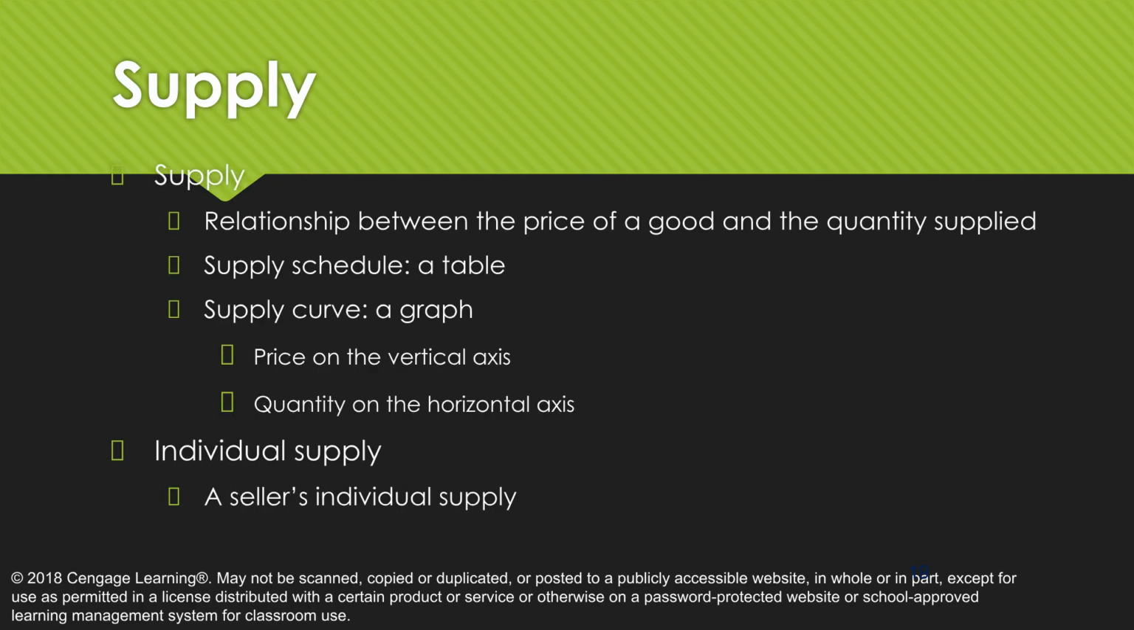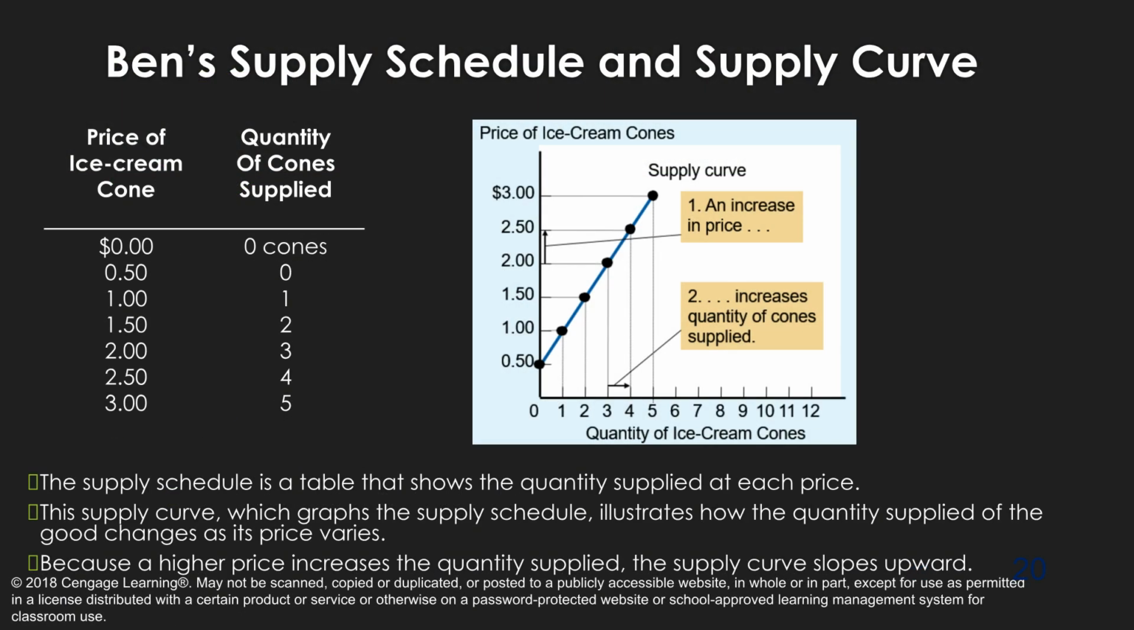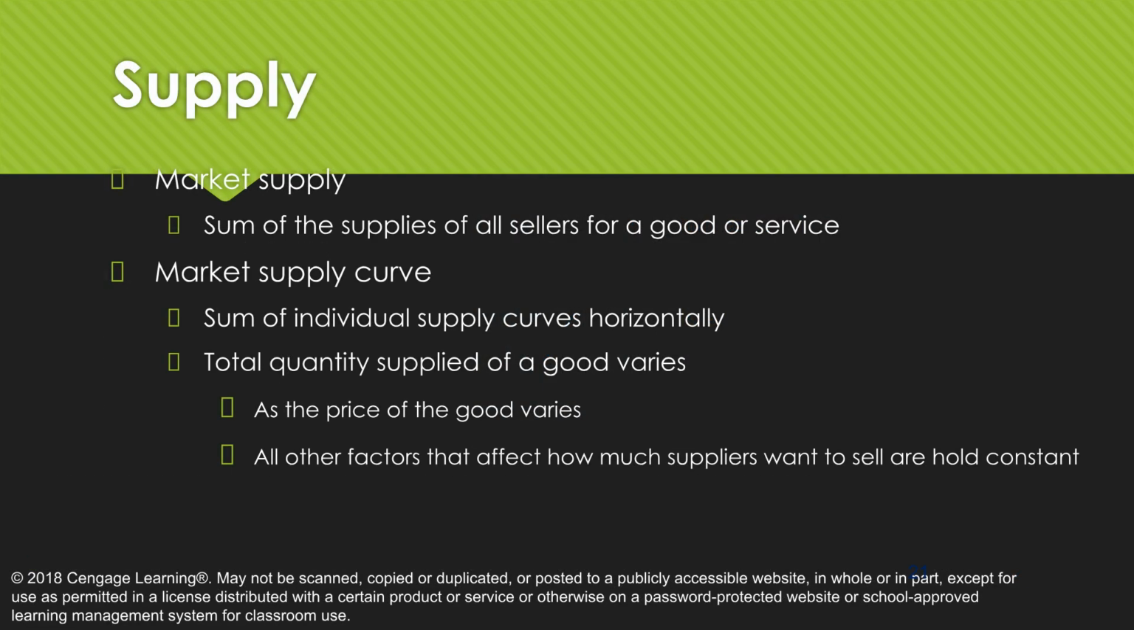Supply is defined by the relationship between price and quantity. This is analyzed using a supply schedule, which is a table, or a supply curve, which is a graph with price on the vertical axis and quantity on the horizontal. This slide shows Ben's supply schedule and curve. Because a higher price increases the incentive to produce, the supply curve slopes upward, illustrating a positive relationship between price and quantity supplied. Market supply is the total sum of all individual supplies for a good.